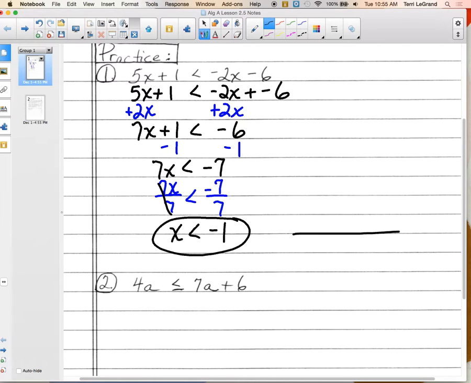And now we're going to graph it. So go ahead. I think you're pretty good at this by now. You don't really even need to pay any attention to what I'm doing. You can do it. You got this.